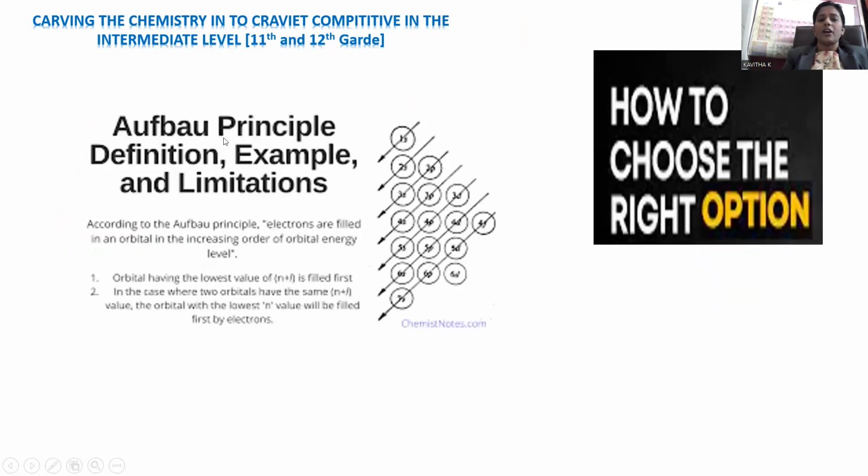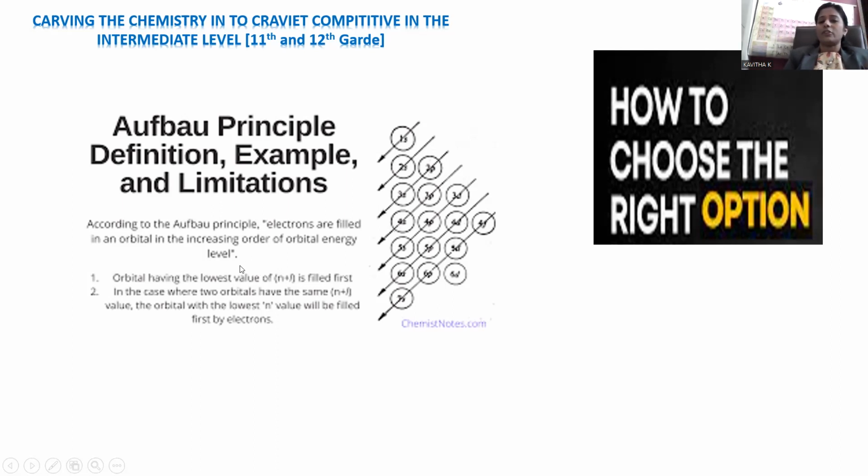How can we justify this answer? In order to get that, the Aufbau principle can be defined here. This is called the Aufbau diagram, where orbitals are filled in accordance with their increasing order of energy. According to the Aufbau principle, electrons are filled in the orbitals in increasing order of orbital energy levels.